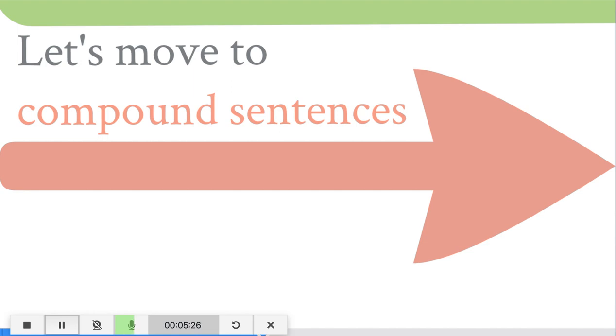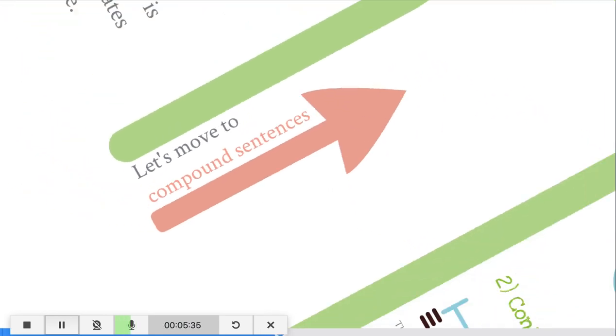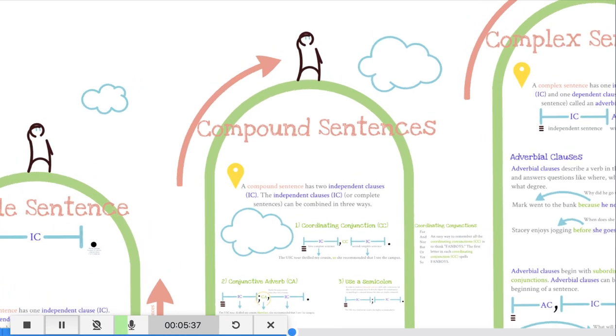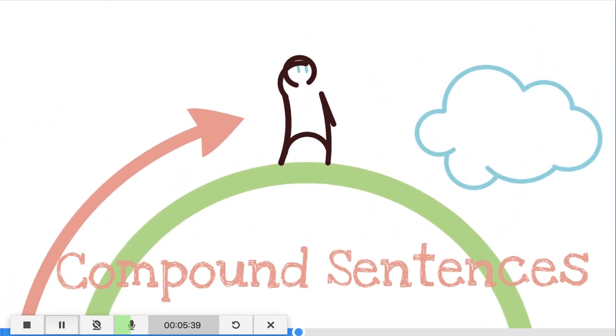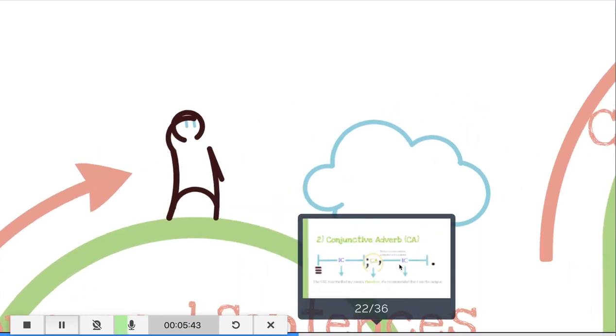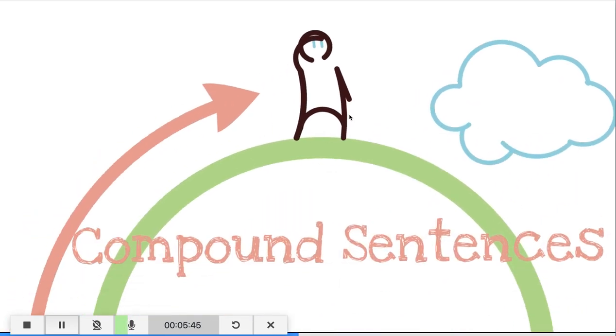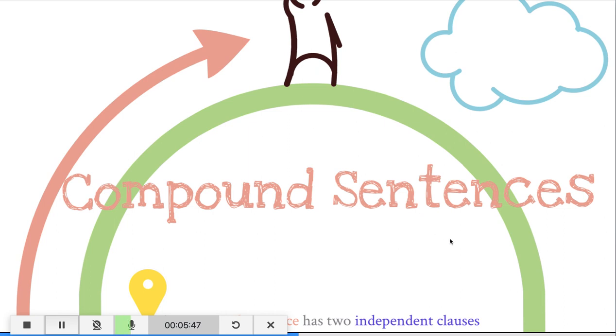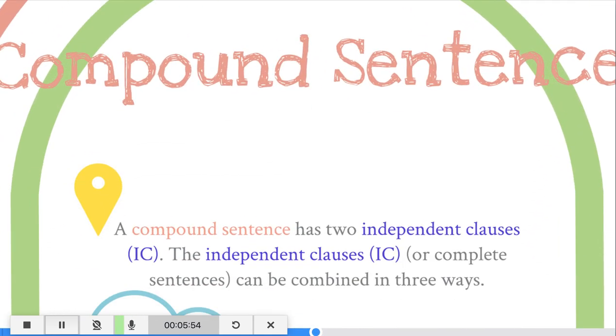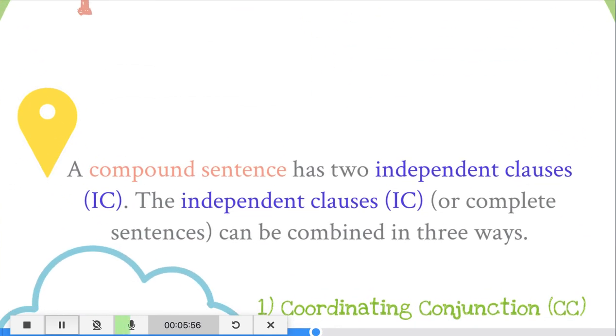Now let's move on to compound sentences because I feel like this is where a lot of students struggle. So compound sentences are a little tricky because there's more than one way to write a compound sentence. The important idea is that compound sentences have two simple sentences inside, okay? Don't forget that. Two simple sentences, two independent clauses, okay, as mentioned here.